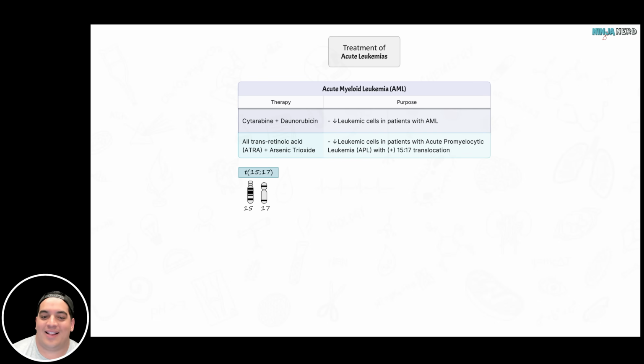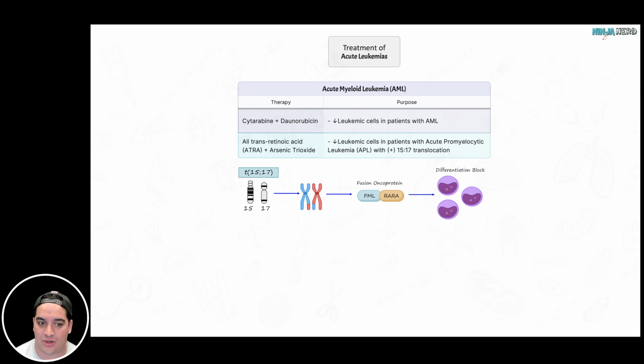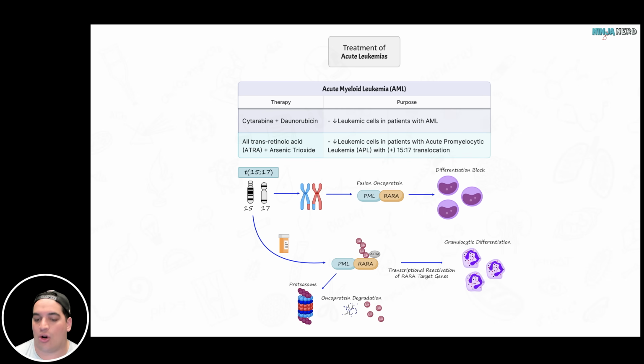Again, the concept behind this is that you're trying to remember that with that 15;17, you're getting that fusion gene, they're getting that fusion oncoprotein, and that puts the block on differentiation. If you give them these medications like ATRA, all-trans retinoic acid, it ubiquitinates this fusion oncoprotein, which sets it up to get degraded by proteasomes. Arsenic trioxide can also help in that process. But if you get rid of the PML-RAR alpha fusion protein, you basically say, hey, no more differentiation block. And now the cells are allowed to proliferate and differentiate, and you now have normal neutrophils.